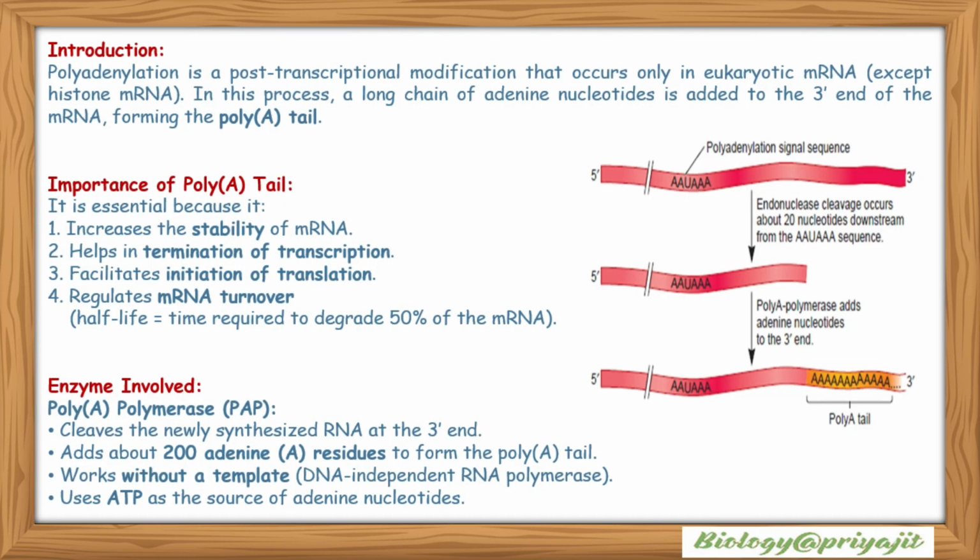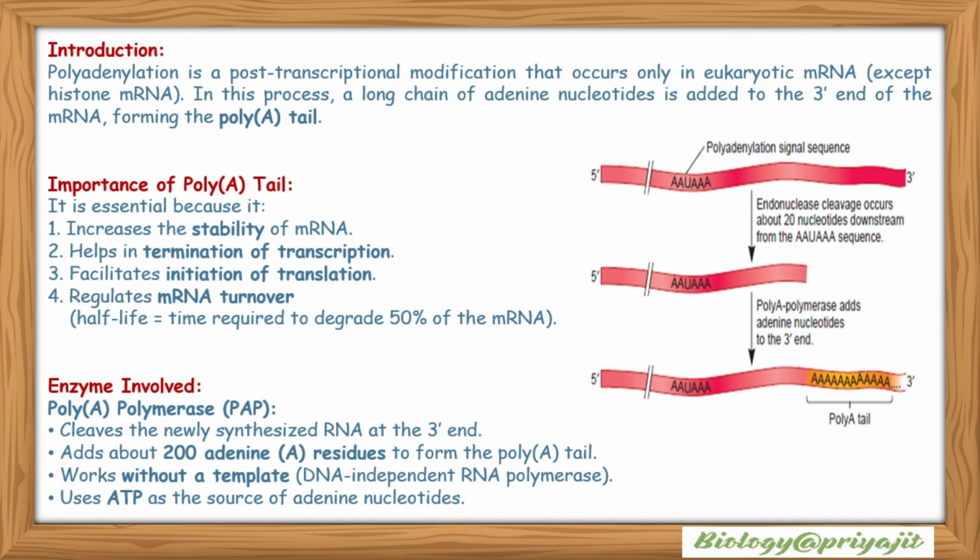Introduction. Polyadenylation is a post-transcriptional modification that occurs only in eukaryotic mRNA, except histone mRNA. In this process, a long chain of adenine nucleotides is added to the 3' end of the mRNA, forming the poly-A tail. What is the importance of this poly-A tail? It is essential because it increases the stability of mRNA, helps in termination of transcription, facilitates initiation of translation, and regulates mRNA turnover. So half-life, that is the time required to degrade 50% of the mRNA, is also regulated by the length of the poly-A tail.